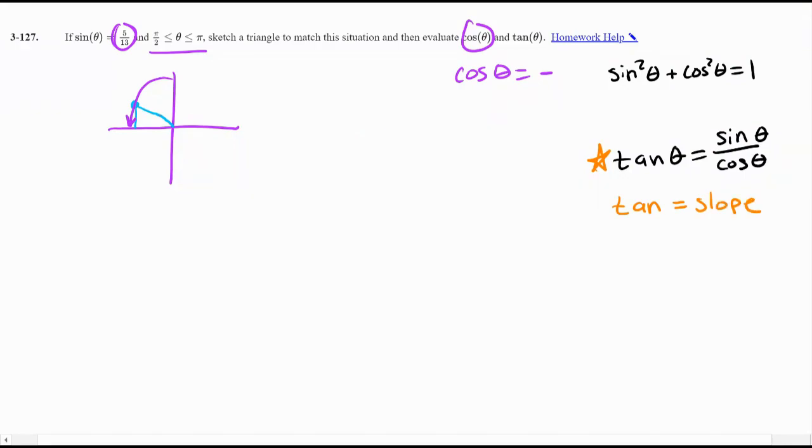So when I look at this line that I just sketched here, is this slope positive or negative? It is negative, meaning the other thing that I'm told, without even doing any math yet, I know that my tangent is going to be negative. Okay, now let's do some math.